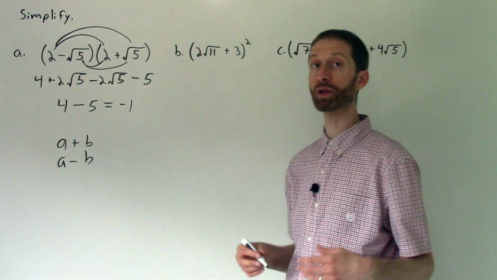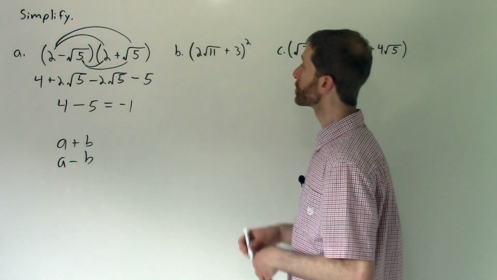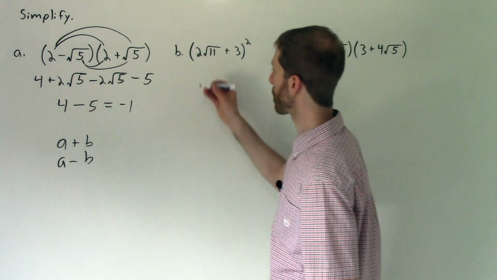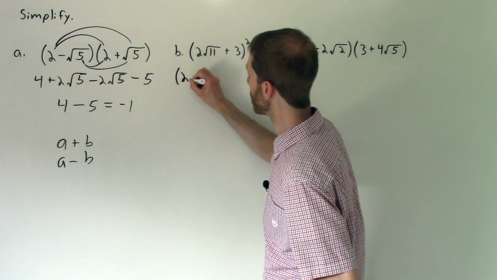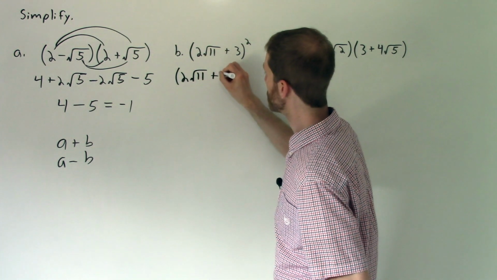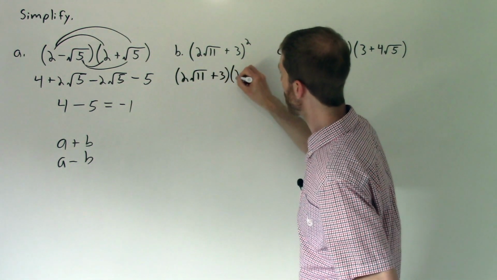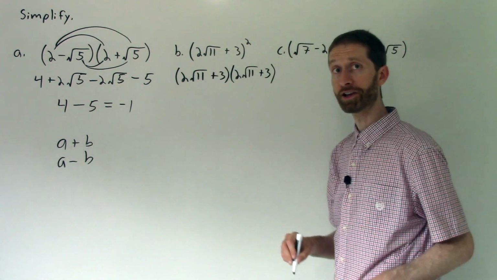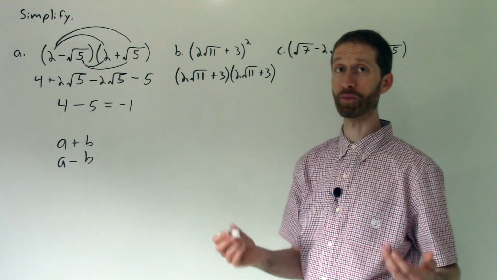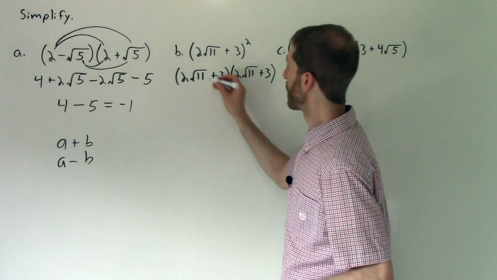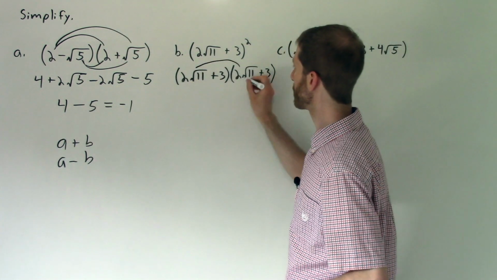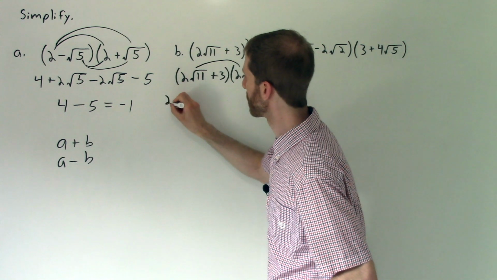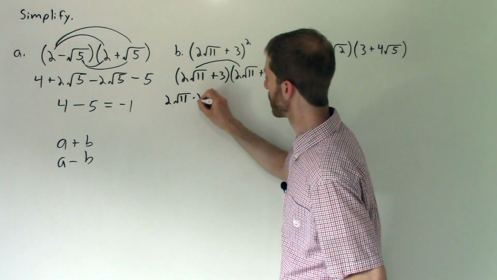Okay, so on to this one. You have 2 root 11 plus 3, that quantity squared. So you use the definition of what it means to square. That means multiplying a quantity by itself. So you take that same quantity and multiply it out by itself. Nice. So now from here, we're going to use the distributive property. We're going to FOIL. So I've got first 2 root 11 times 2 root 11. Let's just write that out. We'll do that operation shortly.